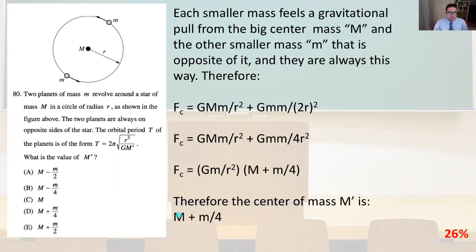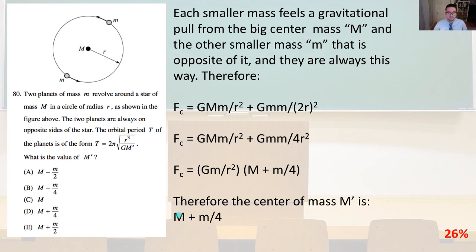So M prime is going to be our center of mass. Each smaller mass feels a gravitational pull from the big center mass, big M, and the other smaller mass, little m, that is opposite of it, and they are always this way. Therefore, the force toward the center equals G big M little m over r squared plus G little m times little m divided by quantity 2r squared.